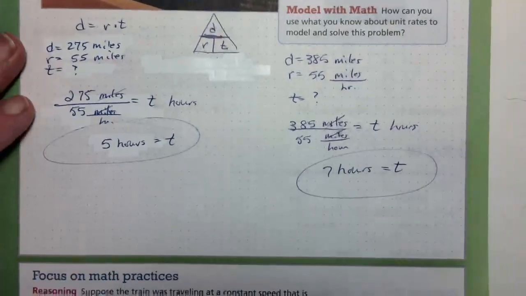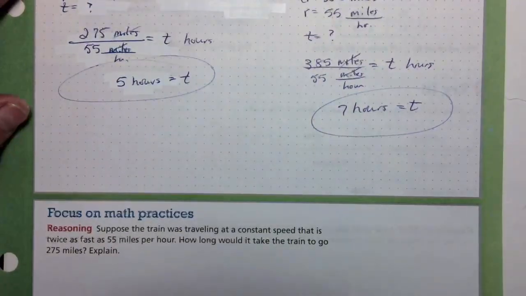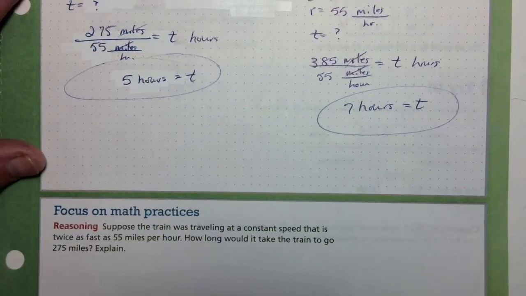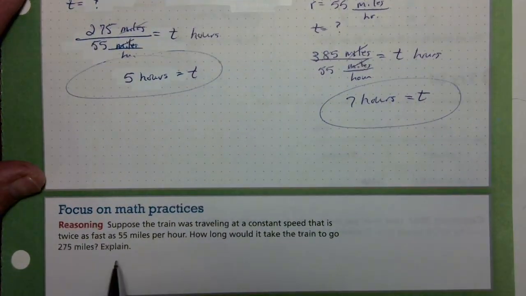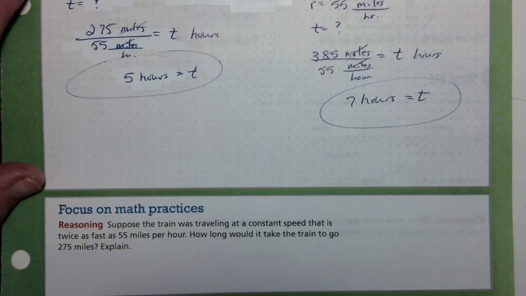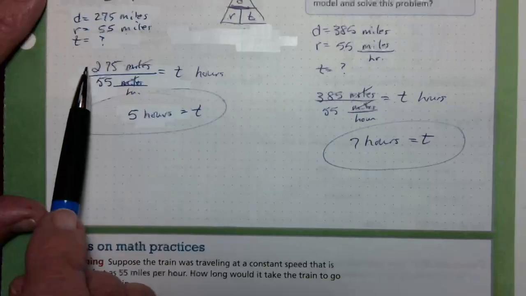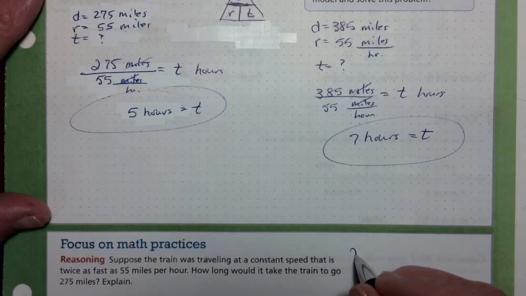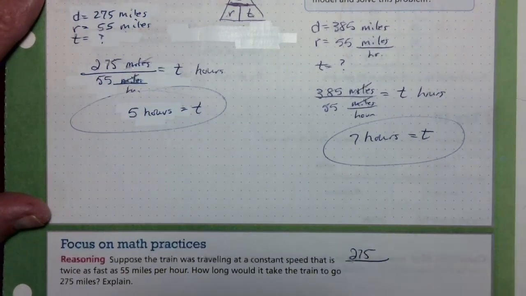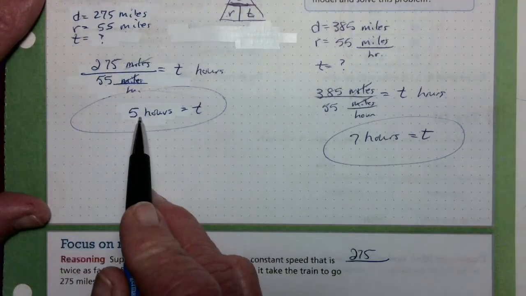Look down here at the focus on math. Suppose the train was traveling at a constant speed that is twice as fast as 55 miles per hour. Twice as fast. How long would it take the train to go 275 miles? Okay, so if we look right here, if we were going 275 miles and we divided it by a number that was twice that big, it should cut that number in half.